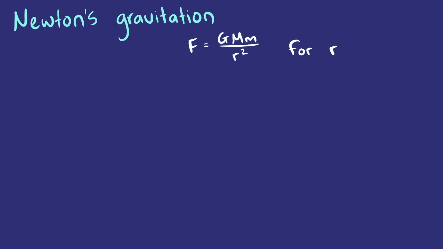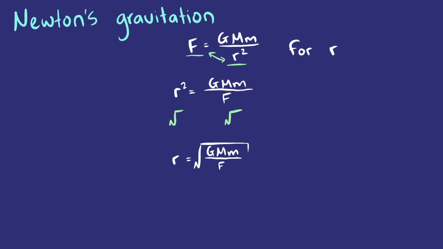Let's now move on to a few level 3 equations, starting with Newton's gravitation, which we will solve for R. Our first step is to once again use our little trick, where we can swap our F for our R squared. Our next step to get rid of the square above the R is to square root both sides. And that gives us the square root of GMM divided by F.